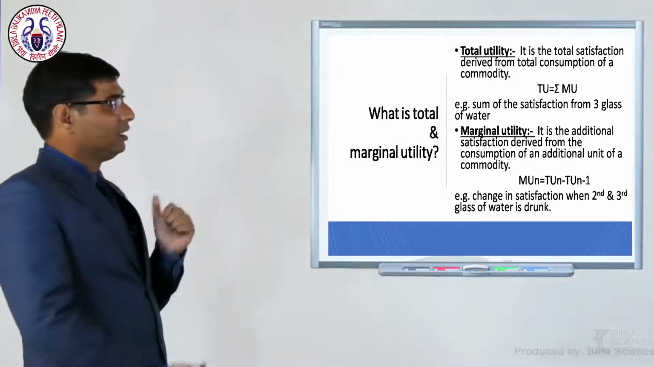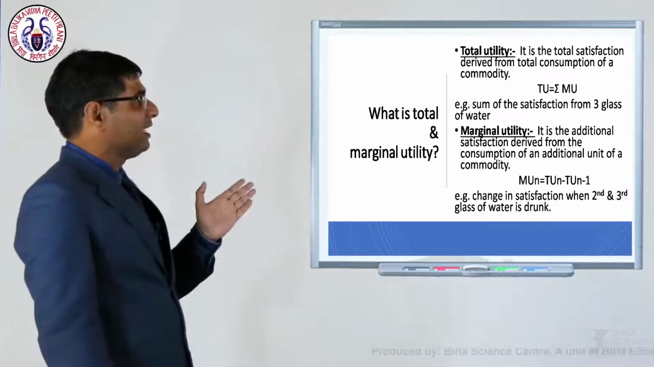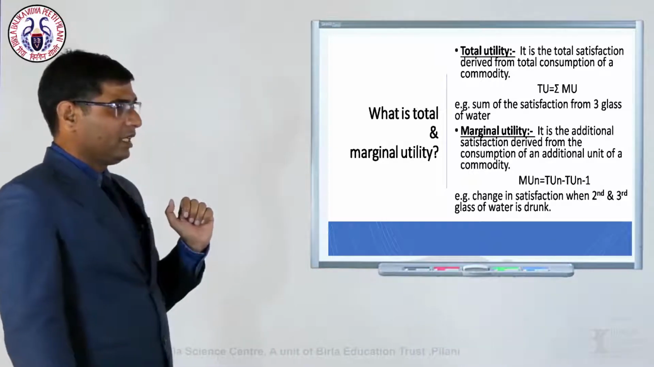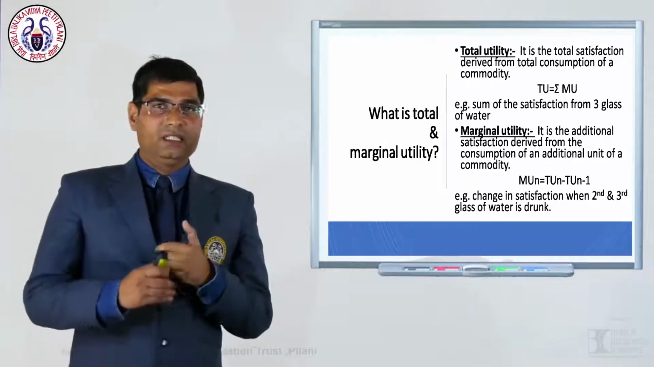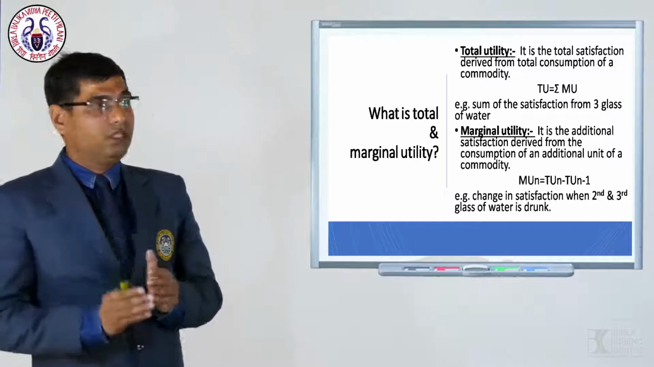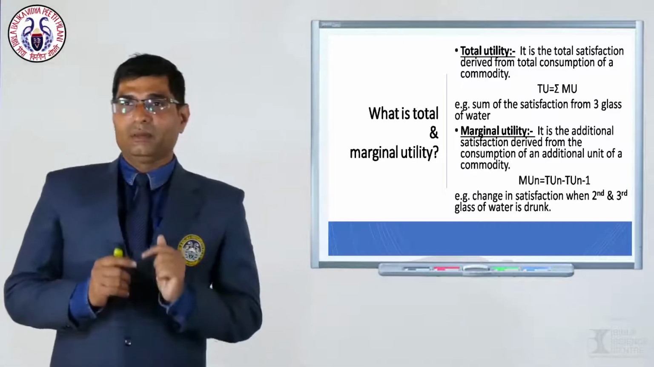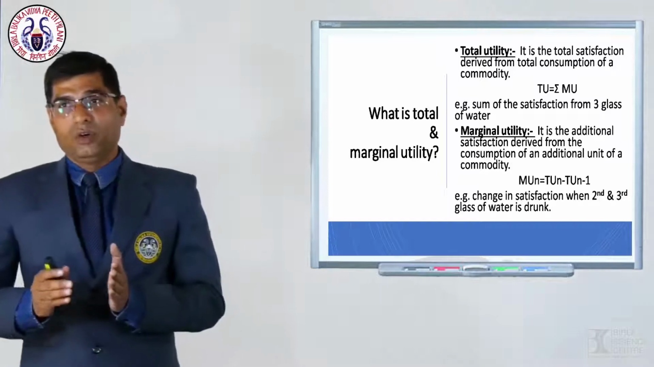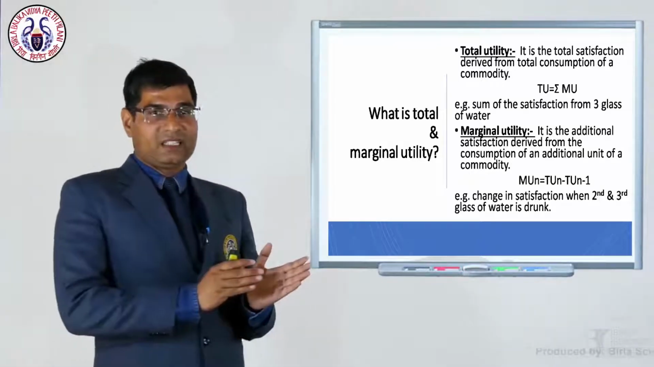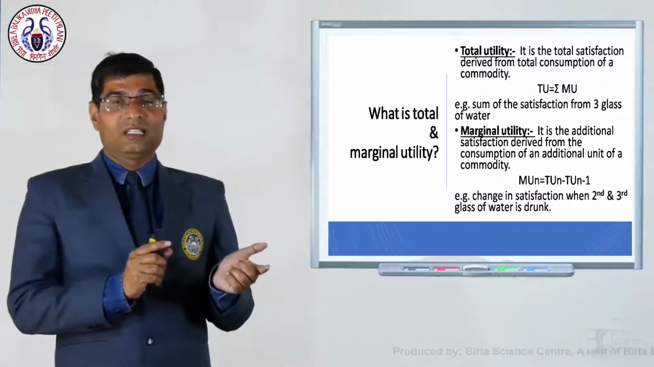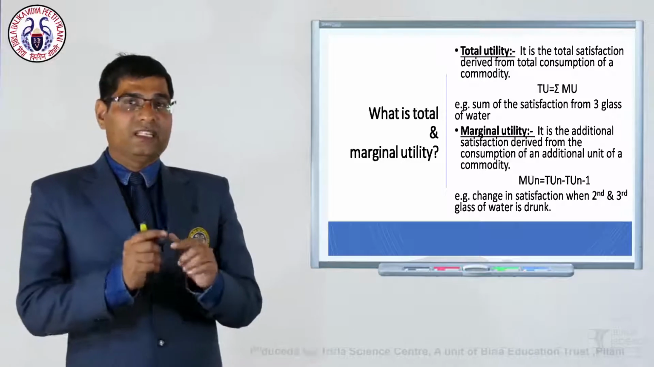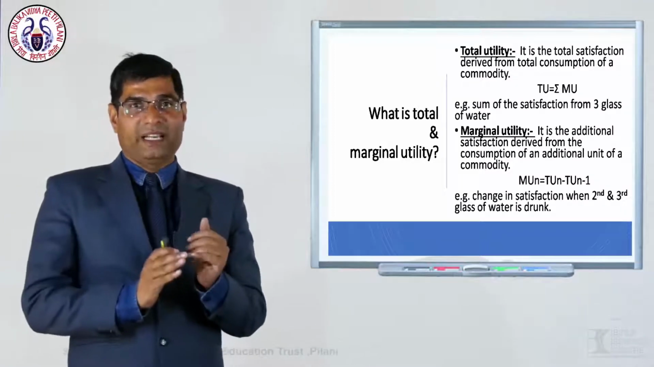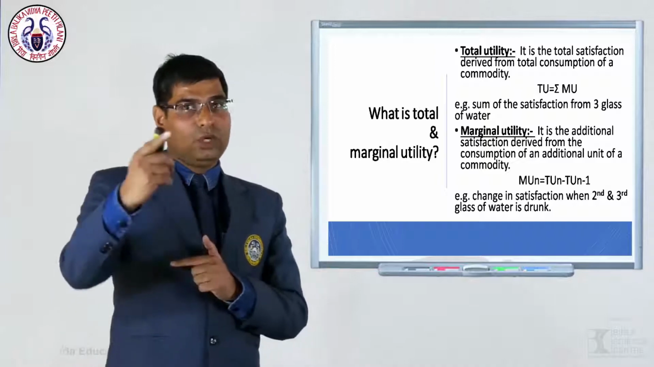Now what is marginal utility? Marginal utility is the additional satisfaction derived from the consumption of an additional unit of a commodity. So here when sir drank the first glass of water, the satisfaction only from the first glass is the marginal utility of the first glass. Then he drank the second glass, so the marginal utility only from the second glass is the additional satisfaction. And when he drank the third glass, it is the additional satisfaction from the third glass. So marginal utility is the change in satisfaction when we move from one unit to another unit.